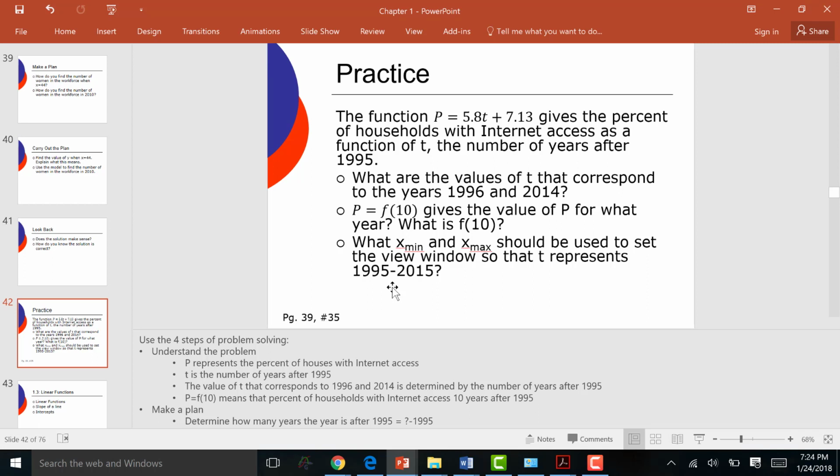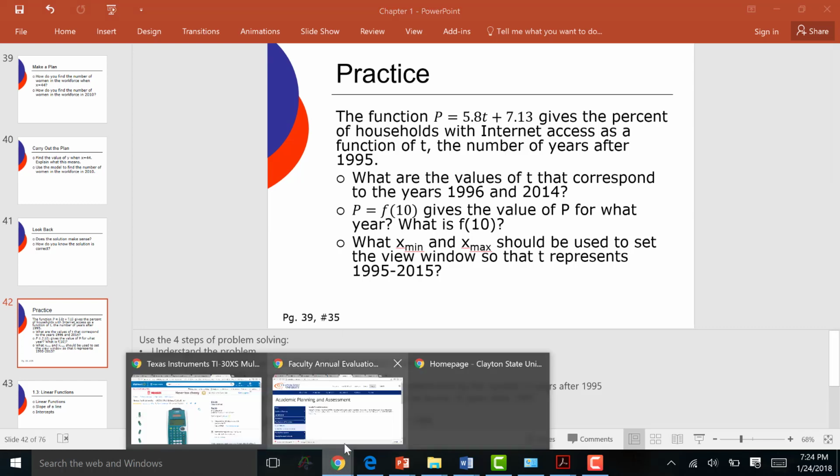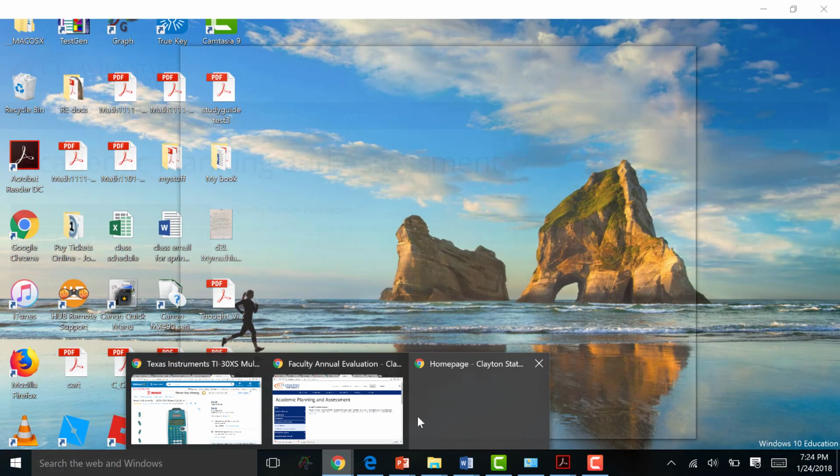All right, pull up your Math 1.2 homework. Let's just take a look at it.